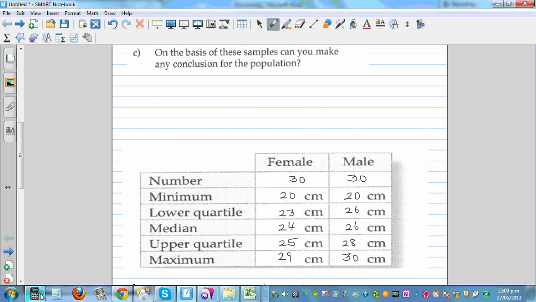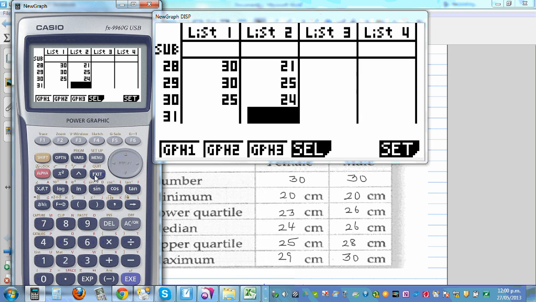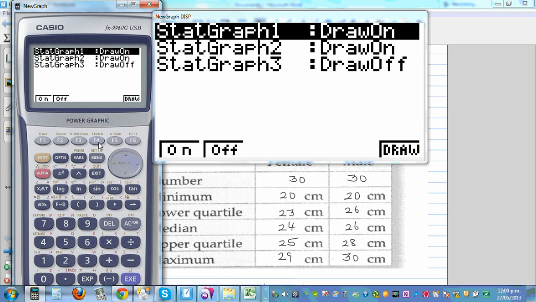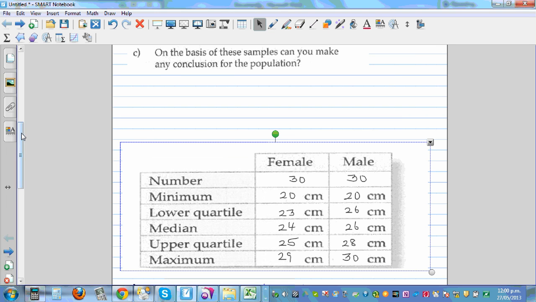I have done this on a graphic calculator. I'll show you how I did it. If you go to stats, enter, and enter. This is the data for boys, sorry, in list one I have male, and list two I've got female. And then I have graphed on a graphic calculator, and this is how I drew it. So this is a box and whisker. I've taken a screenshot of this, and this is the graph.